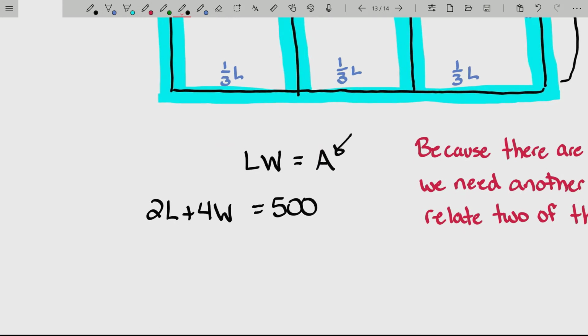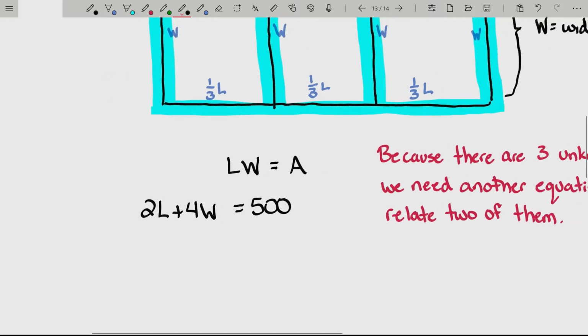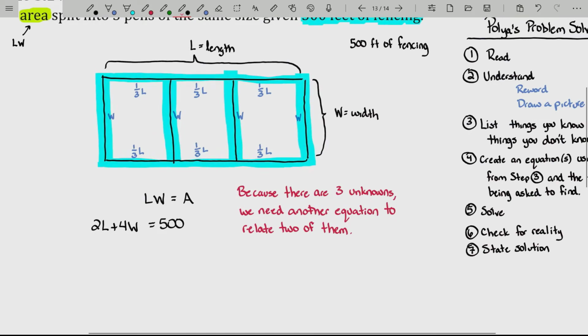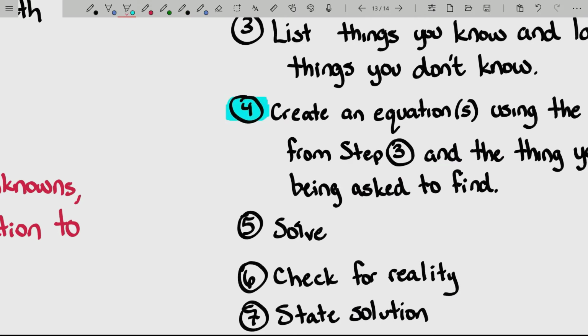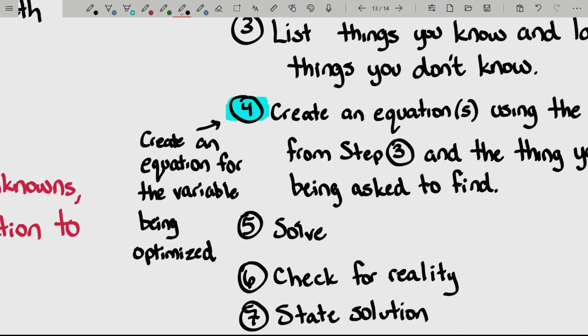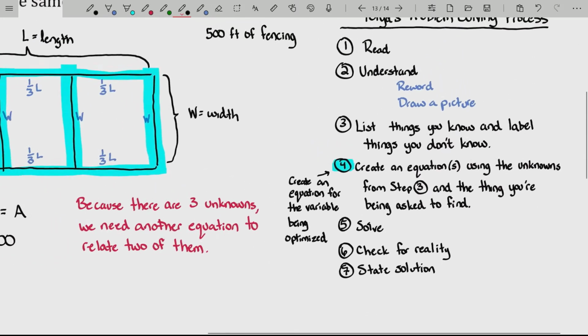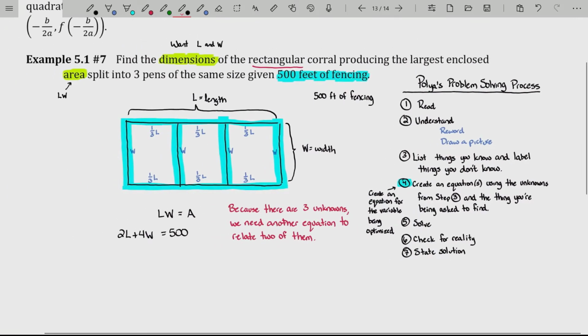And in fact, if you're dealing with optimization problems, which you will in calculus, in step 4, the equation you're going to create, one of them at the very least, is the equation which is about the variable that's being optimized. So create an equation for the variable being optimized. And that kind of helps out significantly, because what we want to optimize is the area. We want the largest area. That means the maximal area.